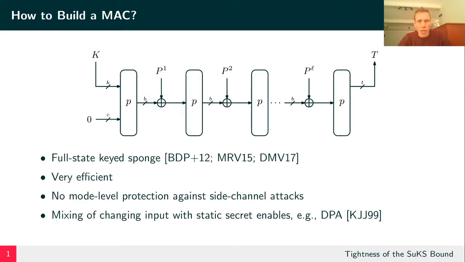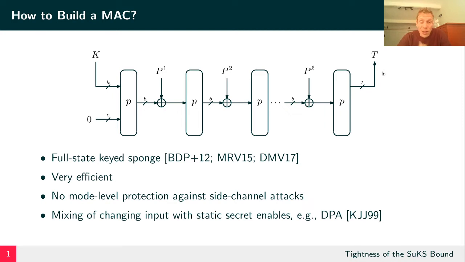One of the most efficient ways of building a MAC function or a PRF is using the full state keyed sponge. The idea is that you take a sponge function, which uses a b-bit permutation, and you can absorb data b bits at a time. You initialize the state with a k-bit key and fill it with zeros. Then you permute the state using this permutation, and then you can absorb plaintext b bits at a time. So you absorb the first plaintext block, you permute, you absorb the second plaintext block, you permute, etc., until the last plaintext block. Then you make one more permutation call and you output the tag.